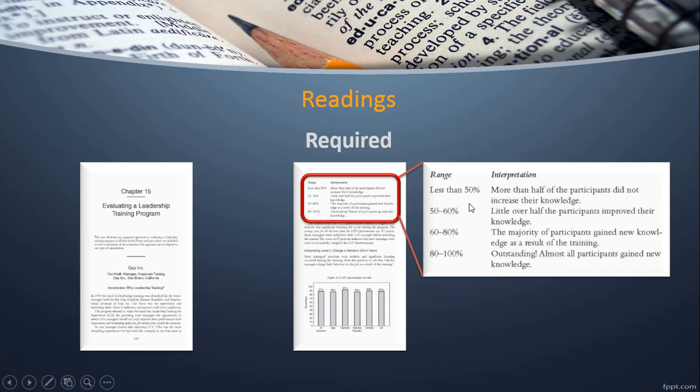So if you devise a scale where you say, well, less than 50%, more than half of the participants did not increase their knowledge, or a little over half the participants increased their knowledge, and then you get all the way to outstanding, almost all participants gained knowledge, then you decide at which level you want to consider yourself successful, and that's how you would report when you have that column on the data collection table where I asked you to have the measure of how successful you are.